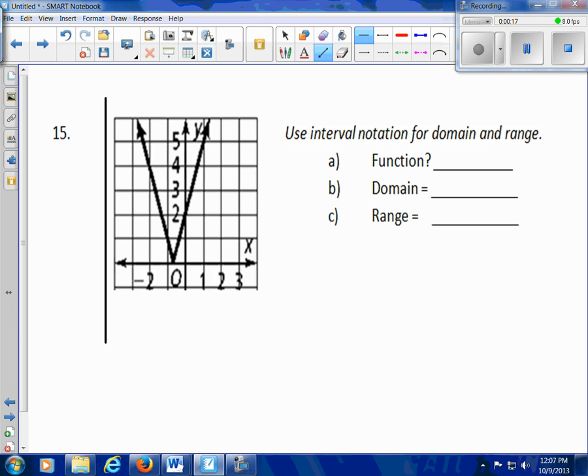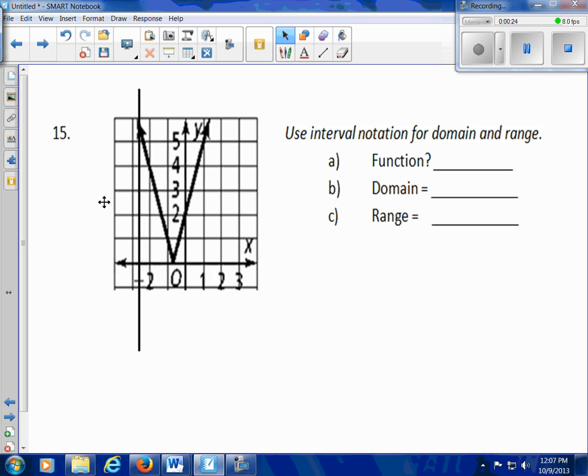So if I have a vertical line, a straight up, straight down line, and if I pass that through my graph, it should only cross my V-shaped graph here, in this case, only one time. So if I go through the whole graph, it's only crossing my vertical line in one place at a time. So in this case, it is a function.